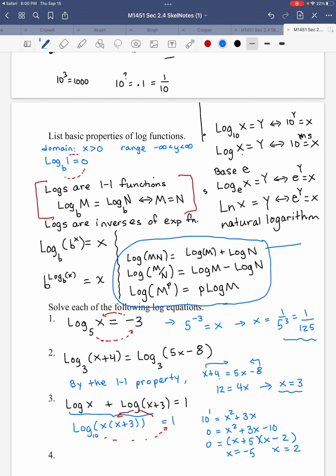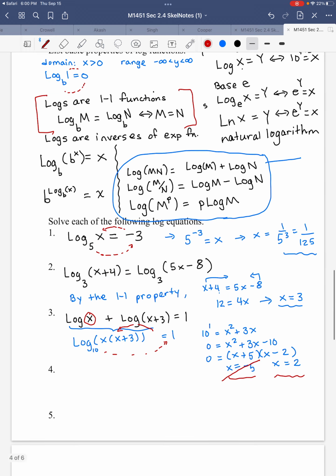But now we've got to be a little bit careful because remember the domain of a logarithm. X has to be positive. Look at this one here. If I stick that in for the x, I've got something that's not defined. So throw it away. X is equal to 2 is the only solution that matters to us. So we keep that one. X is equal to 2 is our only solution.